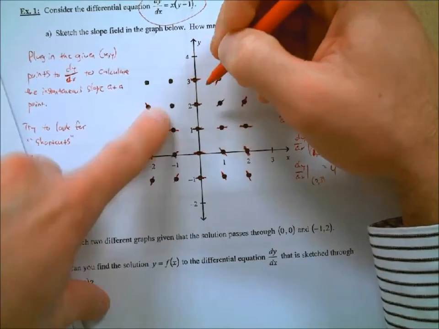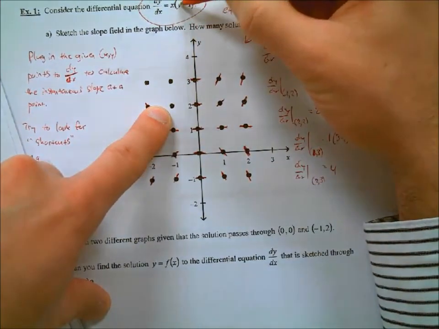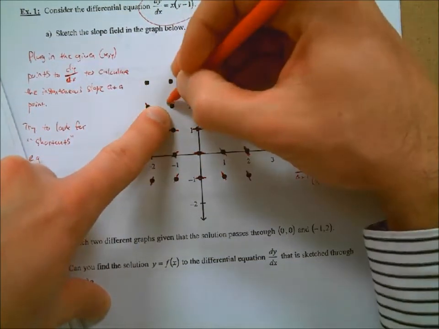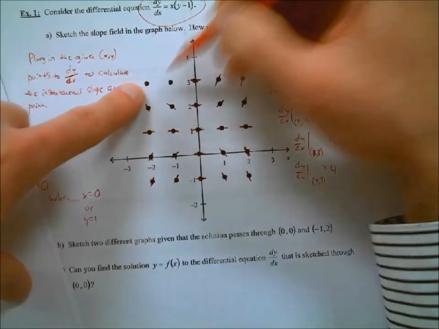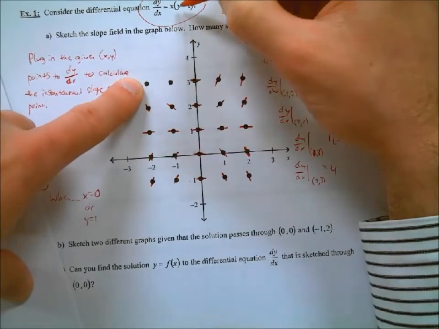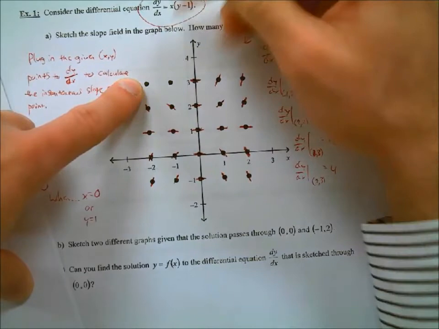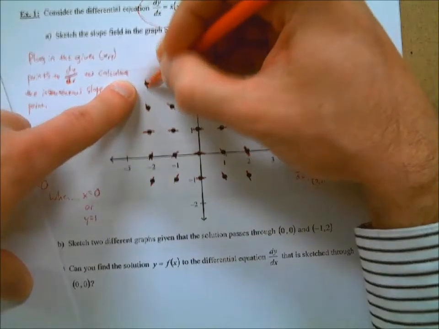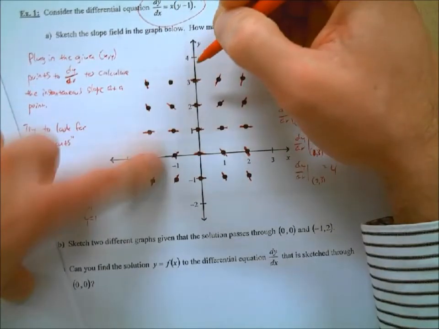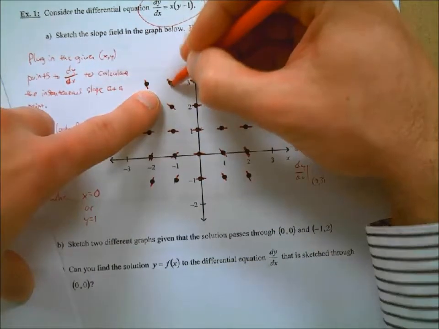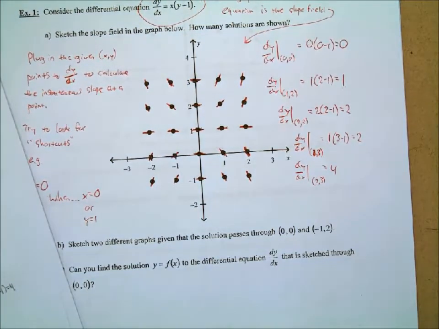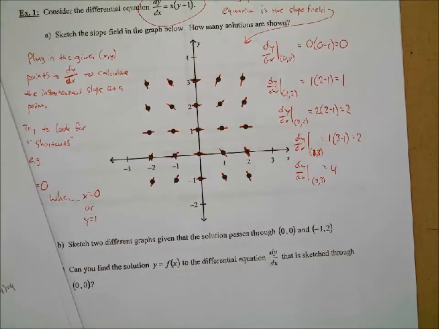Negative 1, 2, so negative 1. 2 minus 1 is 1, so negative 1 slope. All right, negative 2, 3, so 3 minus 1 is 2, so negative 4 slope. All right, and then negative 1, 3, 3 minus 1 is 2, so negative 2 slope. Okay, and voila, there it all is kind of filled in.